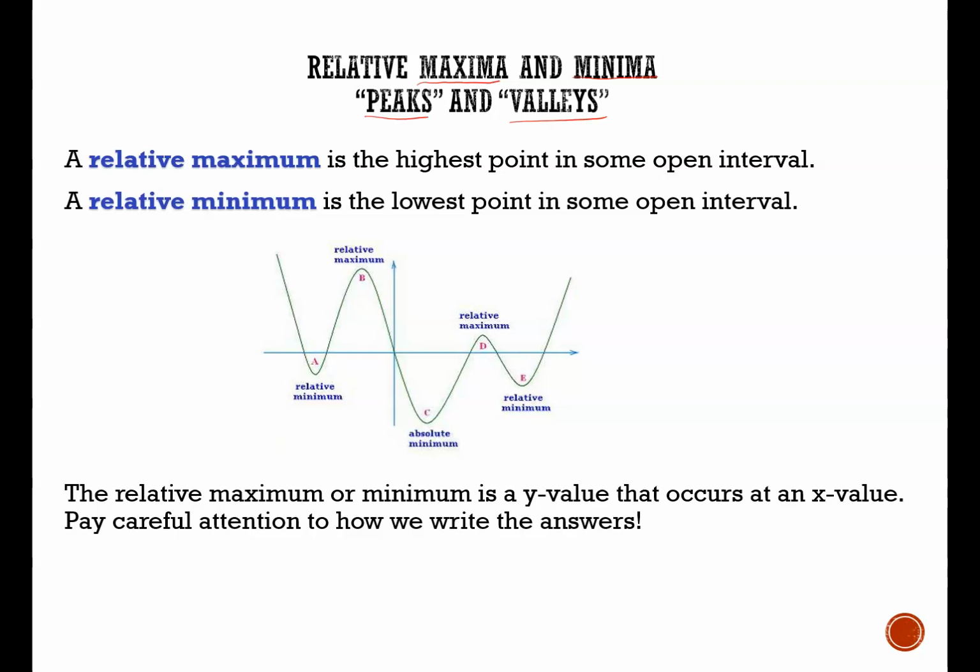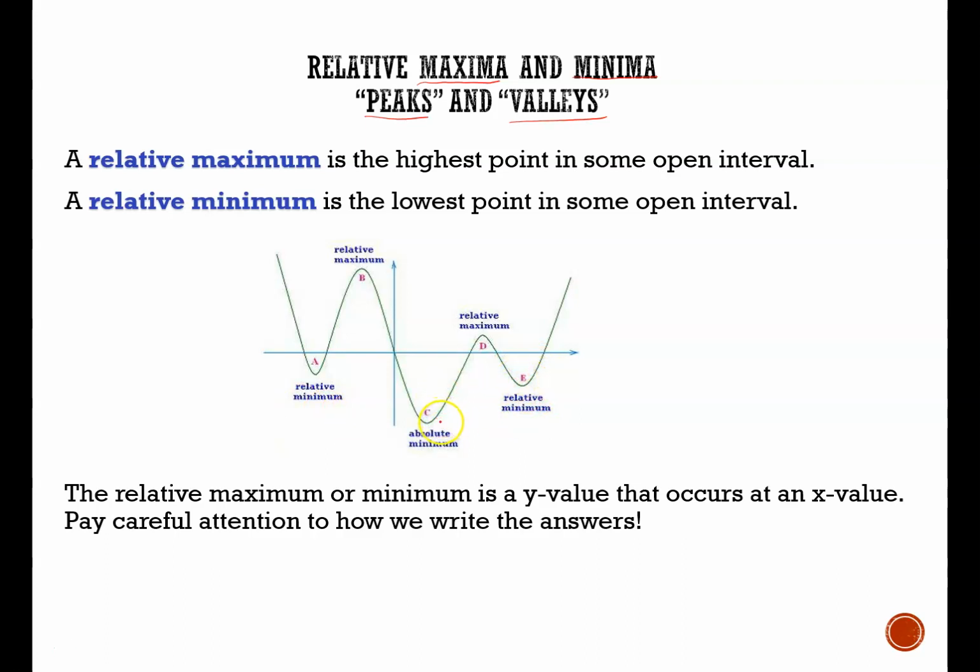So if we look at the graph on this slide, the first point we see here, A, is called a relative minimum. Relative minimum means it's the lowest point in some open interval. So in just this little piece of the graph, that point is lower than the points around it. And that's called a relative minimum. There can be more than one. This is also a relative minimum. It's a low point in that interval. And this is a relative minimum, another low point, A, C, and E.